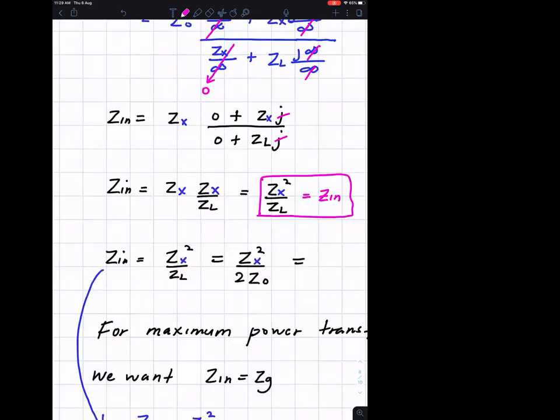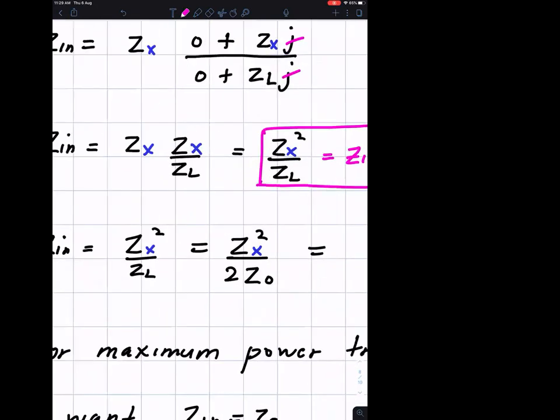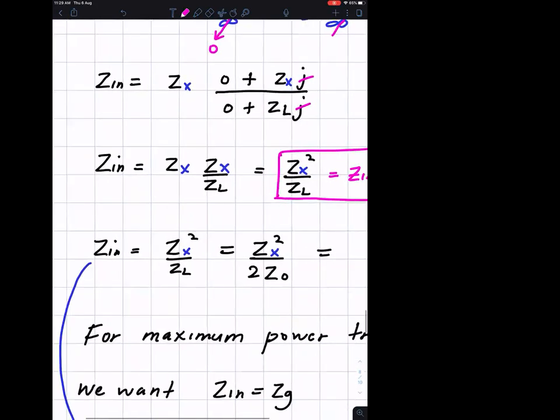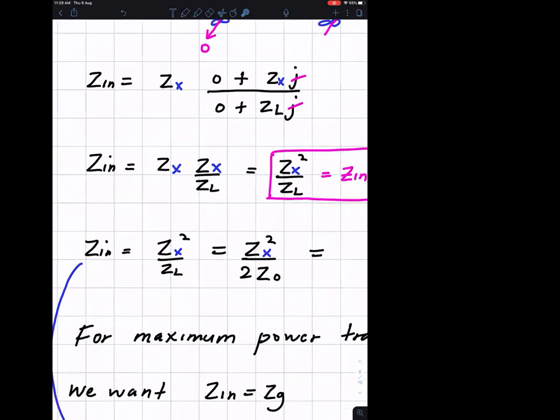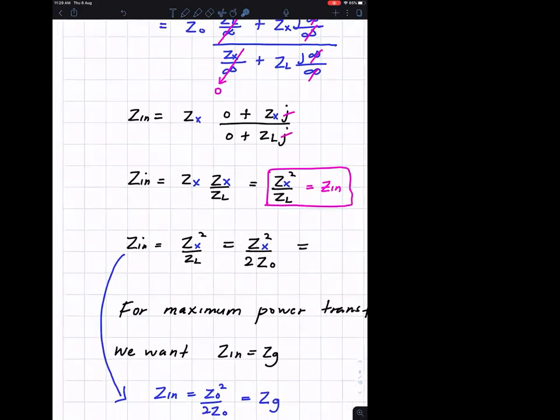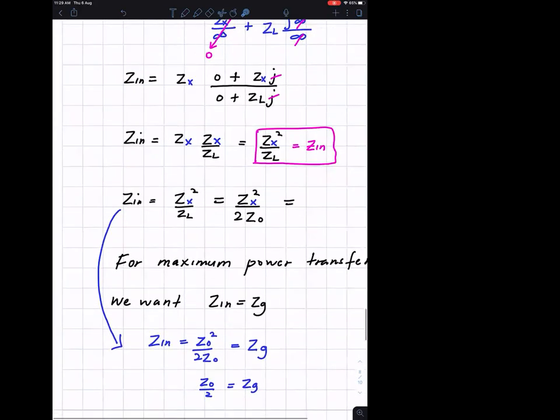So now, using that formula, we found Zin to be this value here. And next, we already know what our ZL is. ZL, the load impedance, is given as 2Z naught. So I just plug it in and then solve. So what do we want to solve for here?